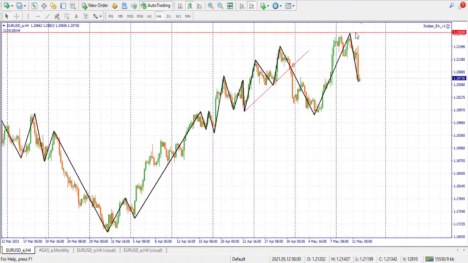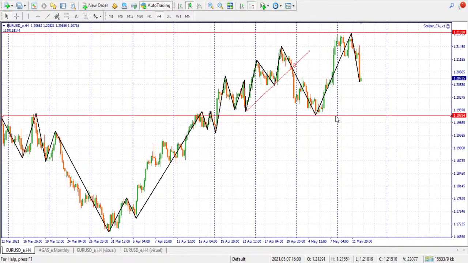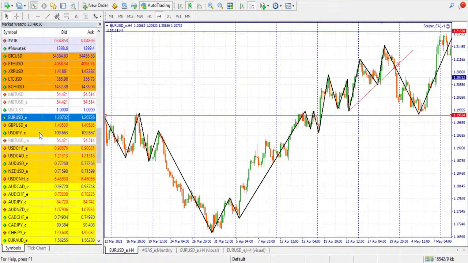We have a swing high there, and then you have a swing low here. If the price should break below 1.19834, then that will mean we are continuing to the lower side. And if the price breaks above 1.21830, then that will mean you are continuing to the upper side.